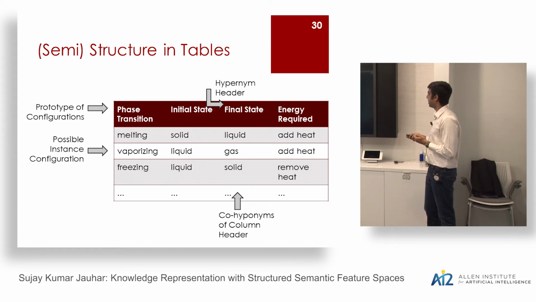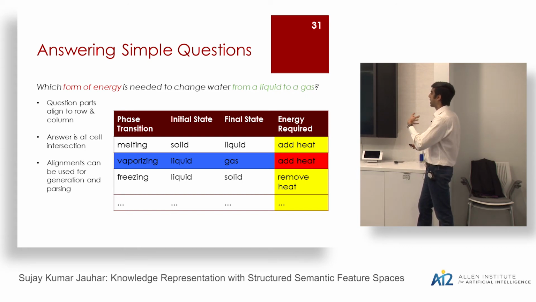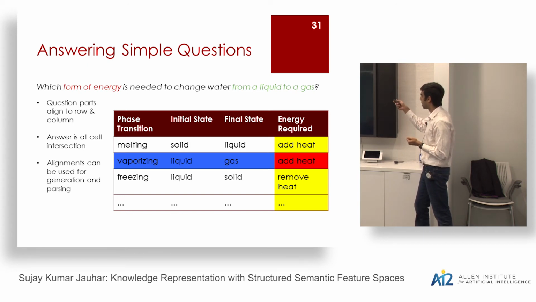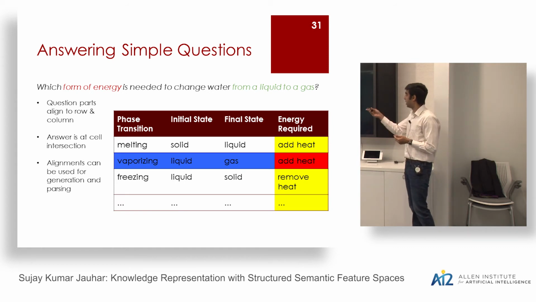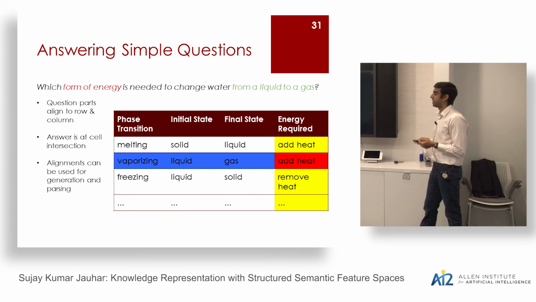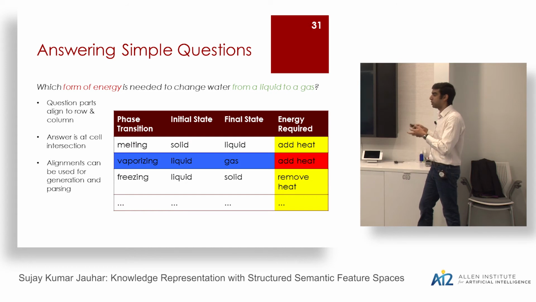Given this structure, can we answer simple questions? So for example, which form of energy is needed to change water from a liquid to a gas? It turns out, if you're able to align specific elements of the question, such as form of energy to a particular column, energy required, and then liquid to gas to a particular row in the table, vaporizing liquid to gas, the answer to this question sits at the intersection of these maximally aligned rows and columns. And if we are able to find this optimal alignment, we should be able to answer our questions.